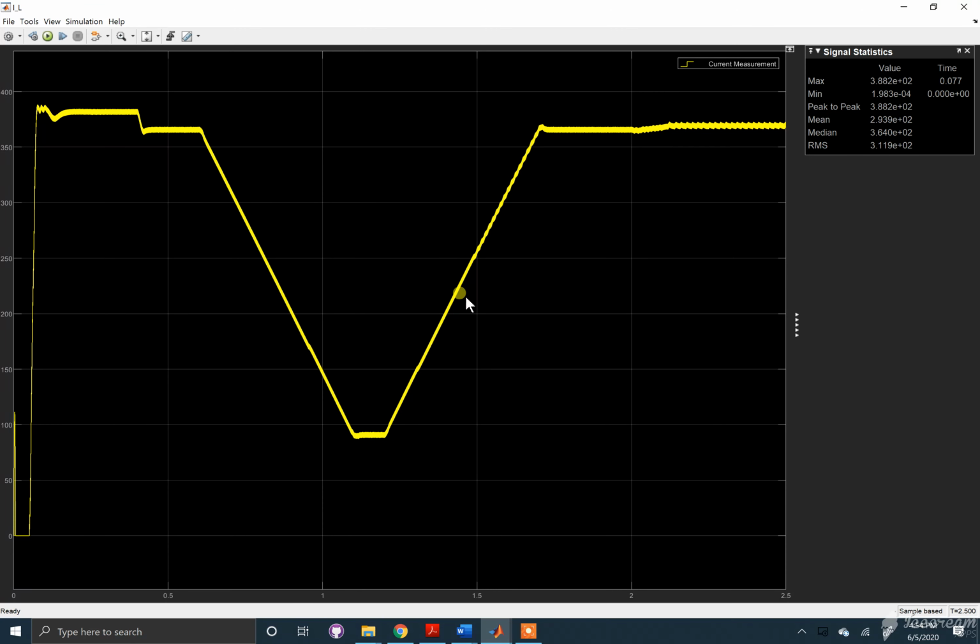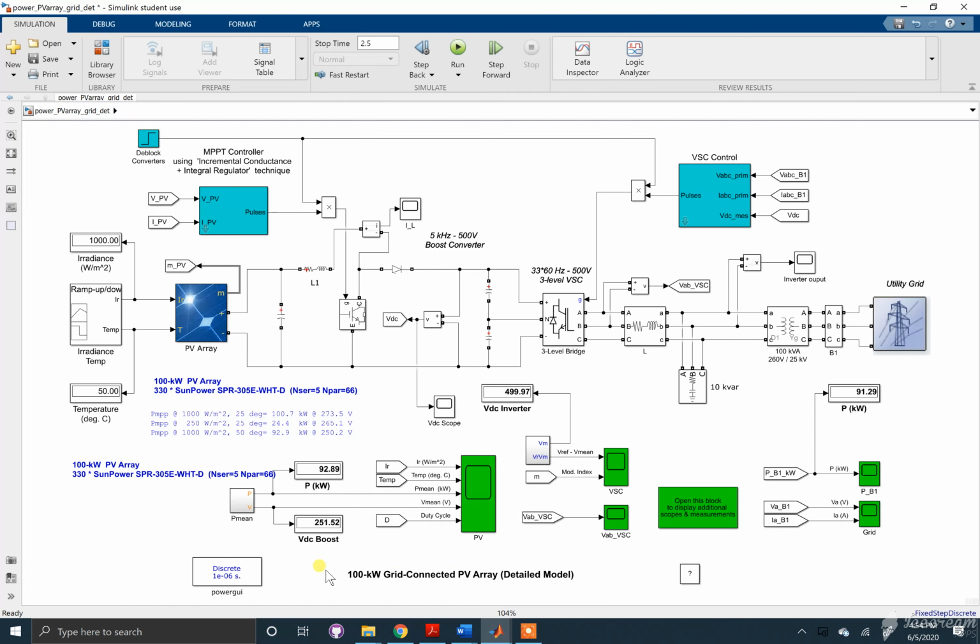It drops down, but it stays positive during the entire simulation, which then suggests that the boost converter is operating in continuous conduction mode during the entirety of the simulation, which then also suggests that the inductor was sized large enough to prevent discontinuous conduction. So that is appropriately sized.